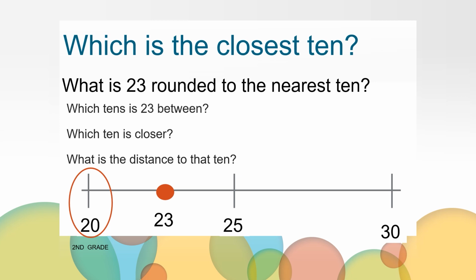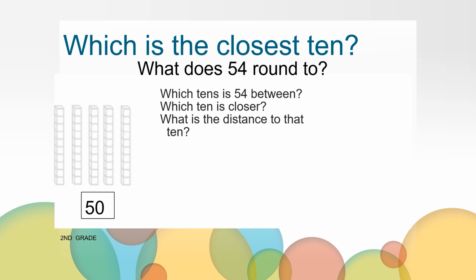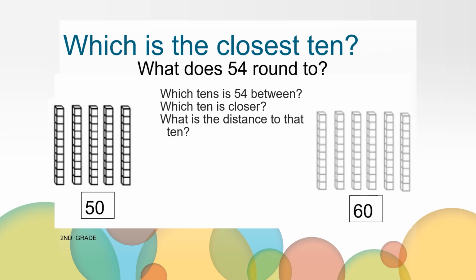How did you do? Let's try another one. Which is the closest 10? What does 54 round to? Let's look at 54 using base 10 blocks. Remember, my pictures look like the blocks in your classroom, but if you're using pencil and paper, you can use straight lines for the tens and a small box for the ones. So which tens is 54 between? It's between 50 and 60.